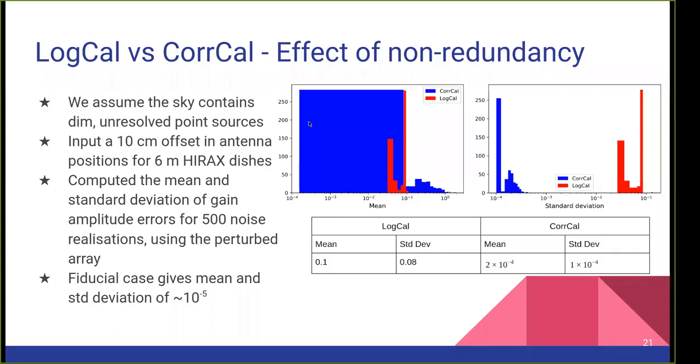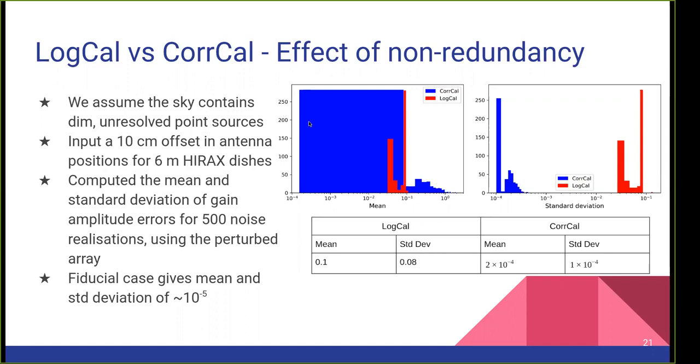Since LogCal can't account for any dish offsets, the results are expected to be worse than with CorrCal. The results on the slide are shown using unresolved point sources. We compute the mean and standard deviation of gain amplitude errors using 500 noise realizations, again for the perturbed array.